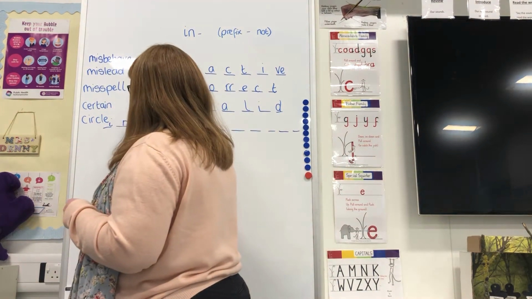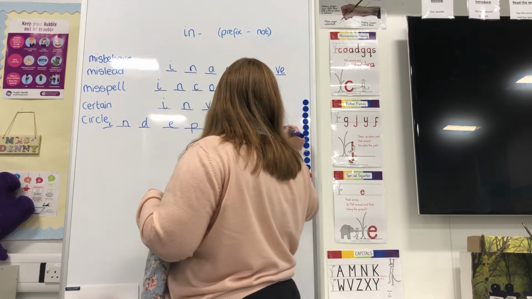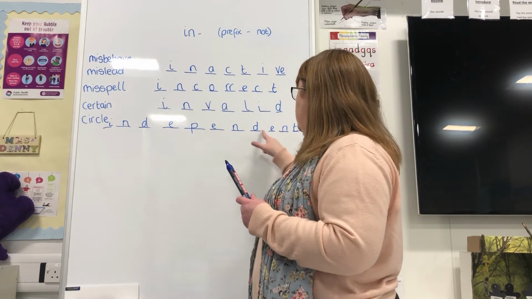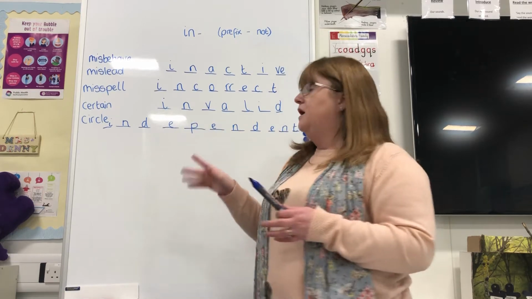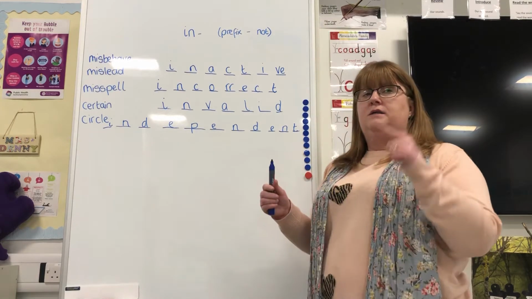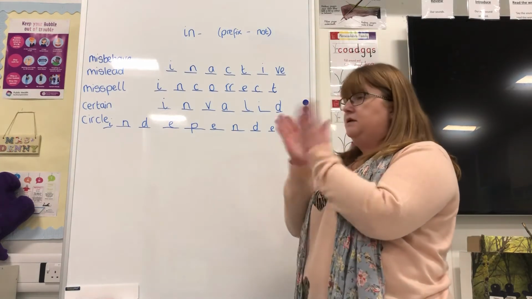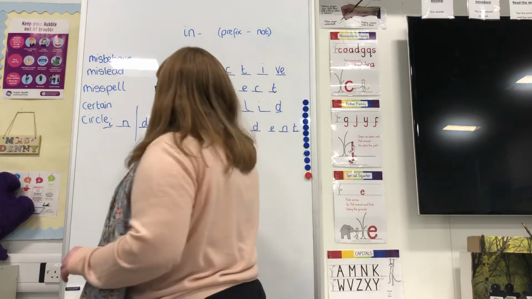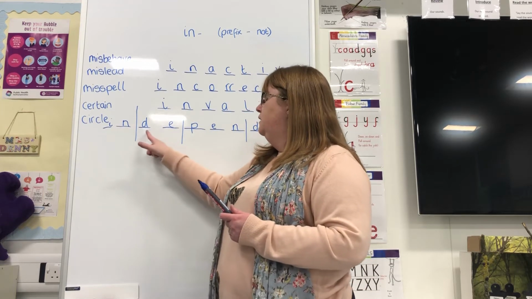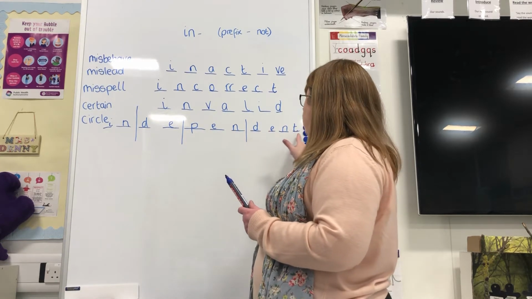Let's squeeze it on here. So I, N, D, E, P, E, N, D, E, N, T. Now, you might not be able to remember that, so we can break it down into syllables. If you hear the word independent, you've got 4 syllables, you can clap it out. Independent, okay? So you can go in, de, pen, dent.